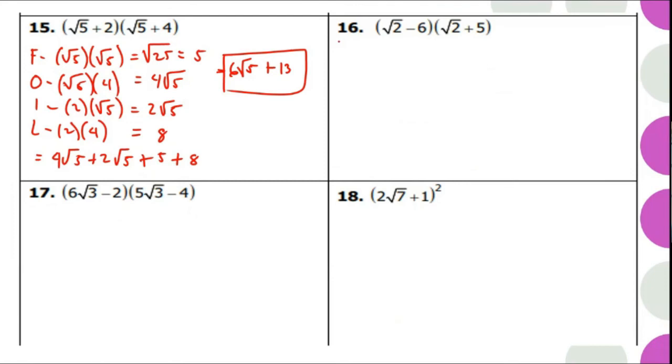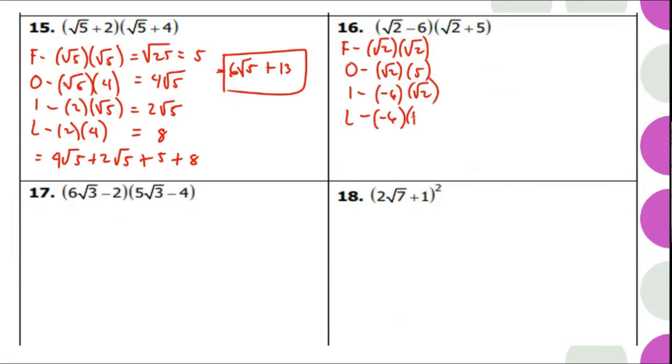Again, for number 16, we will be using the FOIL method since the two given are binomials. The product of the first terms, square root of 2 times square root of 2. The product of the outer, square root of 2 and 5. The product of the inner, negative 6 and square root of 2. The product of the last terms, negative 6 and 5.